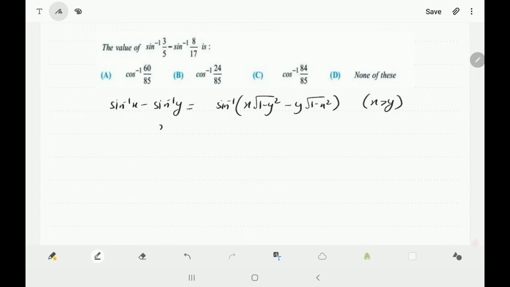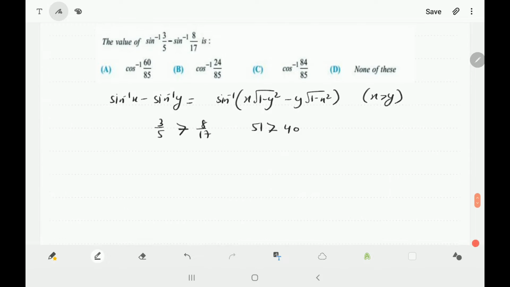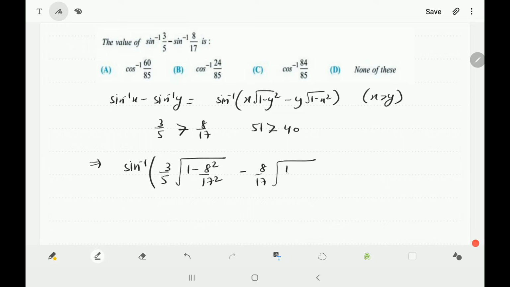So let's see which is greater, 3 by 5 or 8 by 17. 3 into 17 will give us 51 and 5 into 8 will give us 40. So 3 by 5 is greater than 8 by 17. So we can directly apply this formula. So we can write sin inverse of 3 by 5 under root of 1 minus 8 square by 17 square, minus y, that is 8 by 17 under root of 1 minus 3 square by 5 square. Is this clear till now?